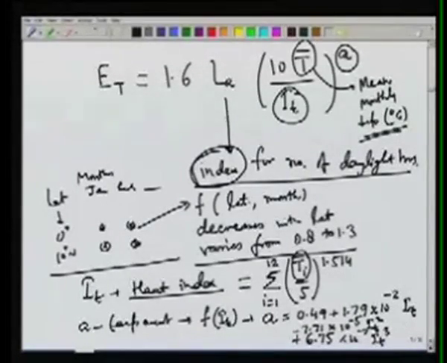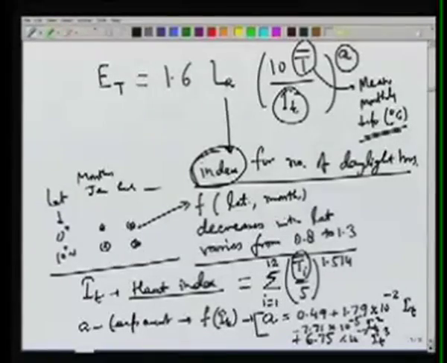So knowing the heat index, we can compute the value of a from here. Mean monthly temperatures are known to us. LA can be looked up from the table, and this will give us the potential evapotranspiration using the Thornthwaite equation.